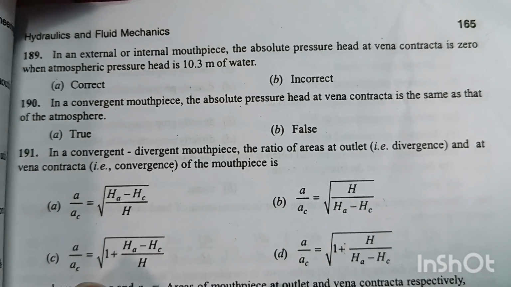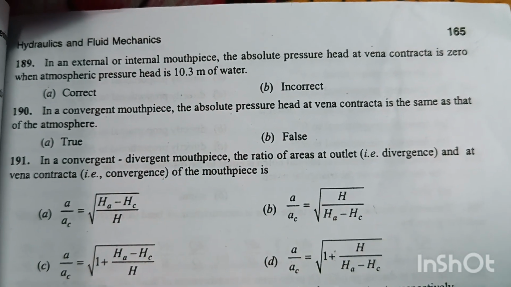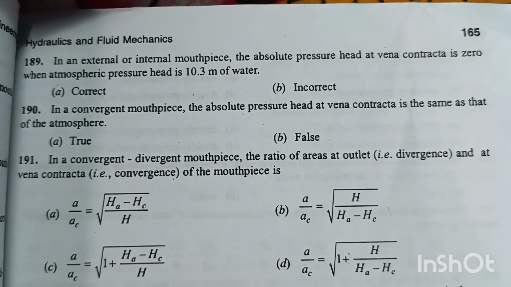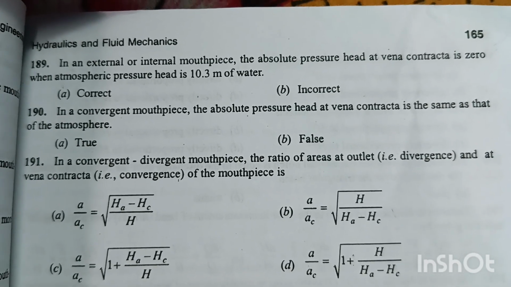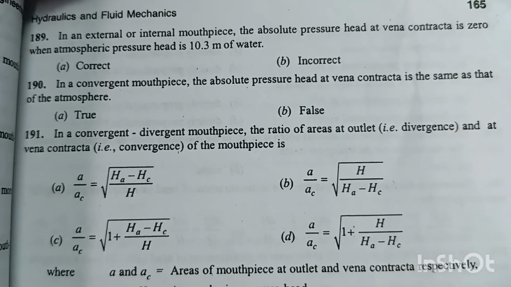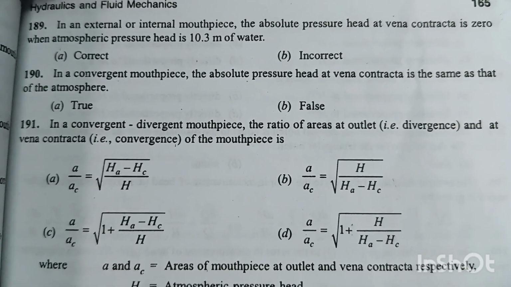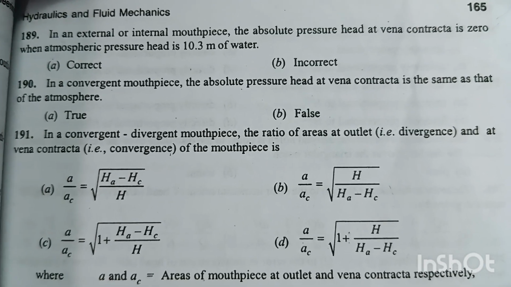Question number 189. In an external or internal mouthpiece, the absolute pressure head at vena contracta is 0 when atmospheric pressure head is 10.3 meter of water. Option A is right answer. Correct. Question number 190. In a convergent mouthpiece, the absolute pressure head at vena contracta is the same as that of atmosphere. True. Option A is right answer.